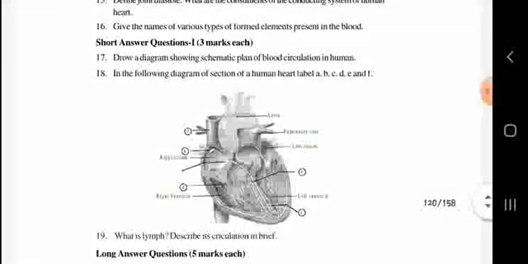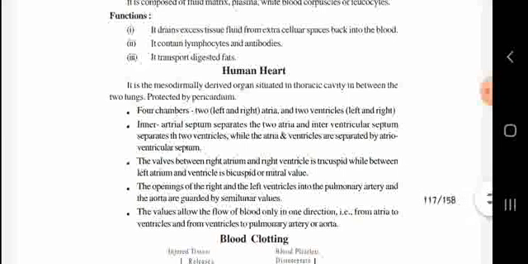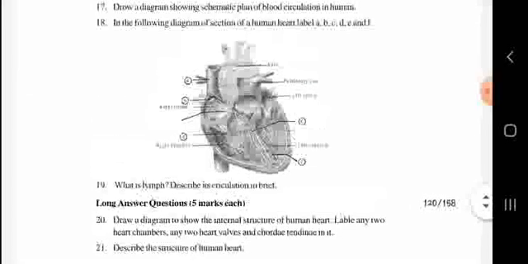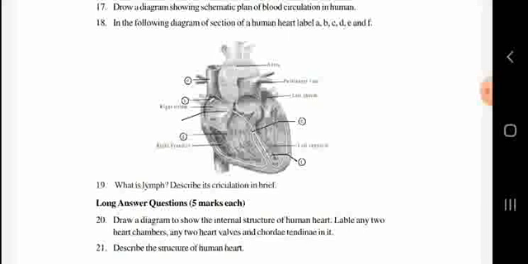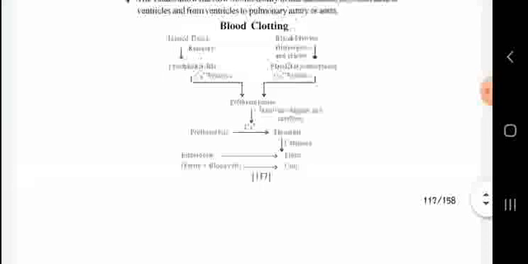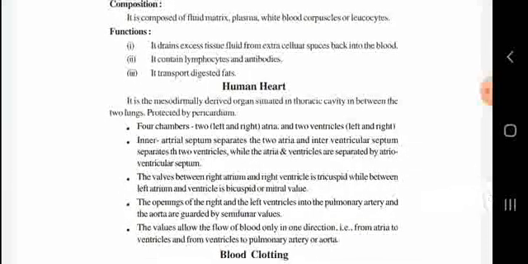So the inter-atrial septum separates the two atria and the inter-ventricular septum separates the two ventricles. Here you see the pulmonary artery, right atrium, left atrium, right ventricle, left ventricle. And the left atrioventricular valve is bicuspid or mitral valve.